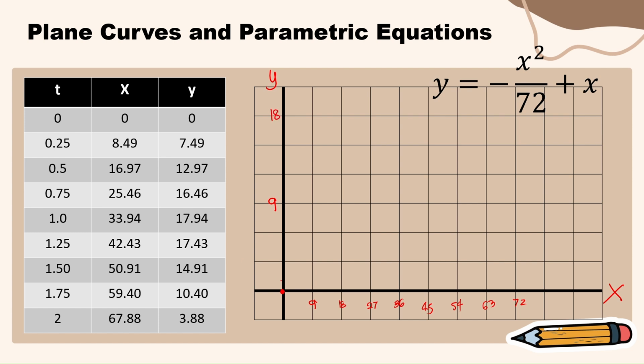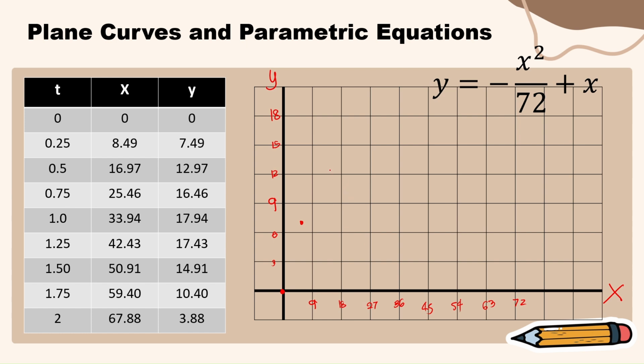So 0, 0 is located here. Then 8.49. So approximate lang natin. Ano to? So 3, 6, 12, 15. So 8.49, 7.49. So somewhere here na lang. Then next, 16.97.